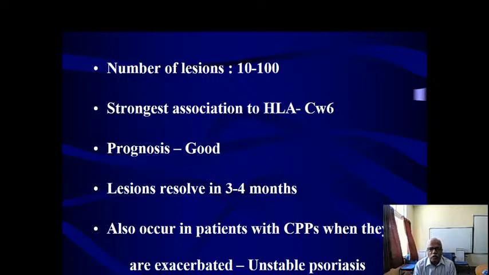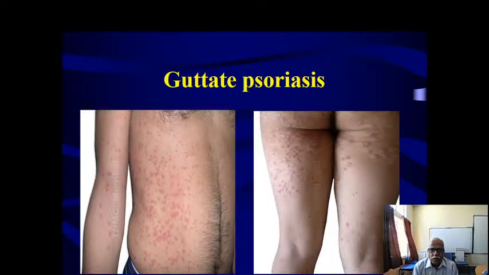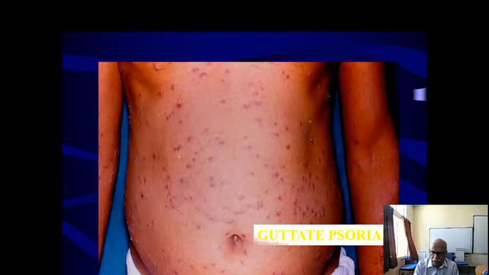The prognosis is good, as I already told, and the lesions resolve within 1 month, and when they are not treated in time with antibiotics, they ultimately end up in chronic plaque psoriasis or unstable psoriasis. So this is guttate psoriasis, rare droplet. This is also guttate psoriasis.